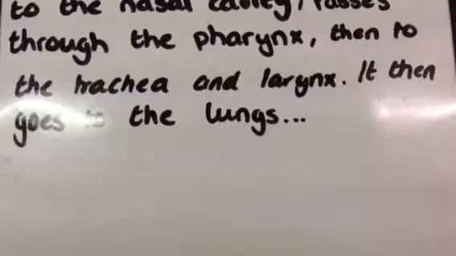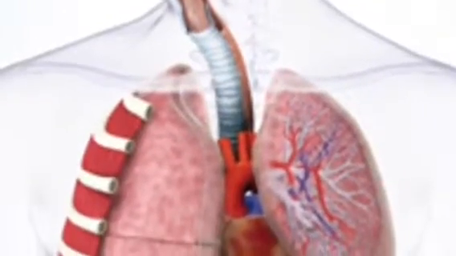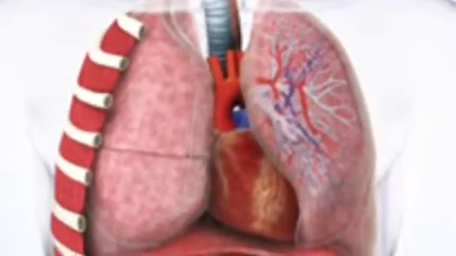The diagram coming up will show the different parts of the respiratory system. Here you can see the mouth, the trachea, the nasal cavity, the pharynx, the larynx, the bronchi and the lungs.